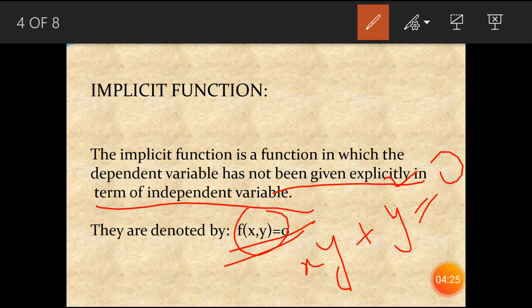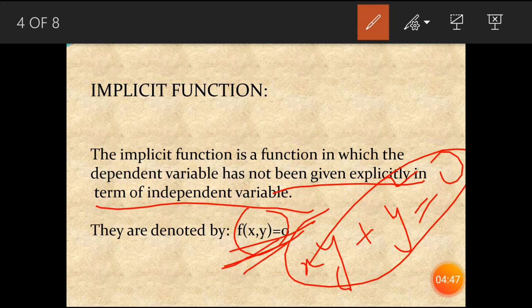Simply by observing, if we can clearly define it, then we say it is explicit. But if there is confusion, then we say that it is an implicit function. If we are unable to define it clearly, we say it is an implicit function. So this function is in the form f(x,y) equals 0. In other words, when it is difficult to express our dependent variable in terms of the independent variable, then we call that function an implicit function.